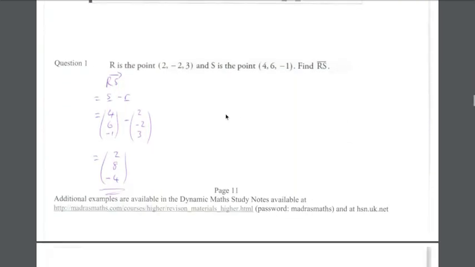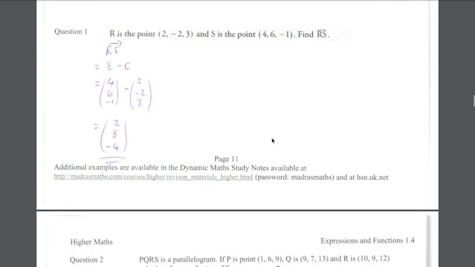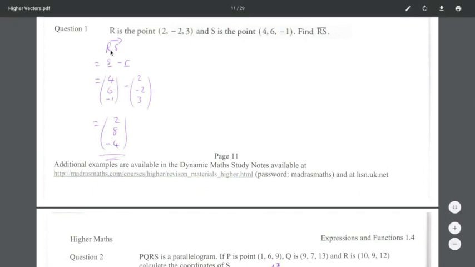Let's have a look at an example of that. So we've got point R, we've got point S. These are coordinates because they're written horizontally. So R to S would just be little s minus little r, or vector s minus vector r, I should be saying. So that'd be (4, 6, -1) minus (2, -2, 3). Notice I'm writing it in vector component form here. And then it's just 4 minus 2, 6 minus negative 2, and negative 1 minus 3. Okay, so vector RS is just vector s minus vector r.